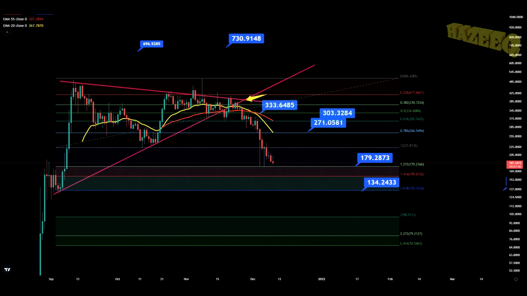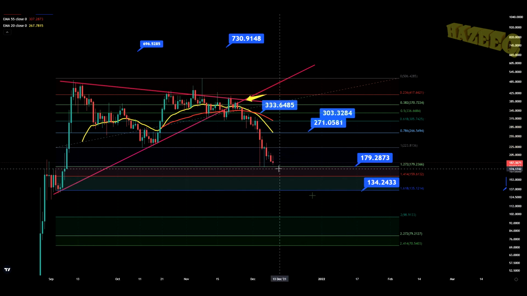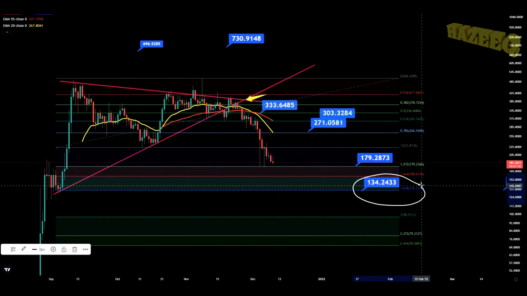Now, obviously, by all means, we can just bounce off of this level and maybe create a nice double bottom pattern over here and start breaking out from here. And obviously, I would like to see that, but I'm just telling you from a technical perspective, we are in a target to the 1.618.